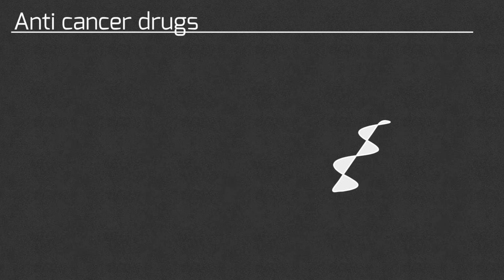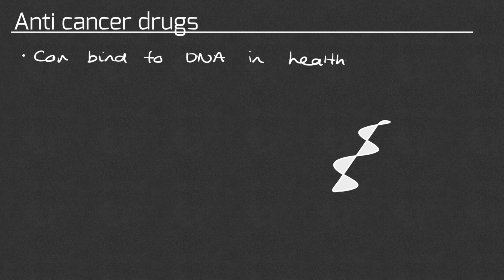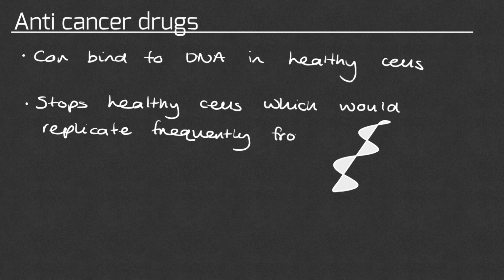Anti-cancer drugs can have side effects though. Cisplatin can bind to DNA in normal cells as well as cancer cells. Any healthy cells that replicate frequently, for example hair cells and blood cells, will be stopped from replicating just the same as the cancer cells. Cisplatin can cause hair loss and suppress the immune system, which is controlled by white blood cells, and it can also cause kidney damage.